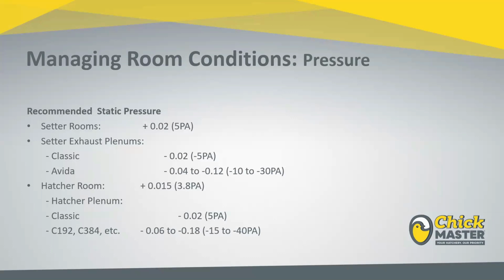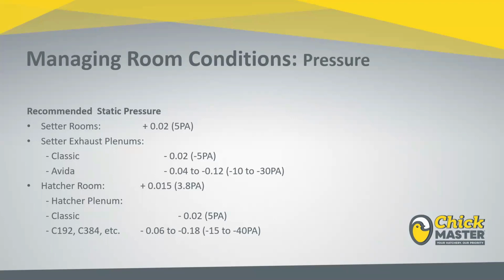When we look at hatcher rooms, generally hatcher room, again, we want to maintain a positive, but we want that positive reference to the atmosphere to be slightly less than the positive pressure of a setter room. And that's in order to maintain biosecurity. We don't want air from the hatcher room bleeding back into a setter room. So the hatcher room reference generally is a 0.015 positive or 3.8 Pascal in reference to the atmosphere.